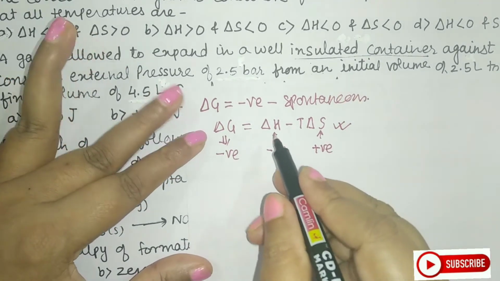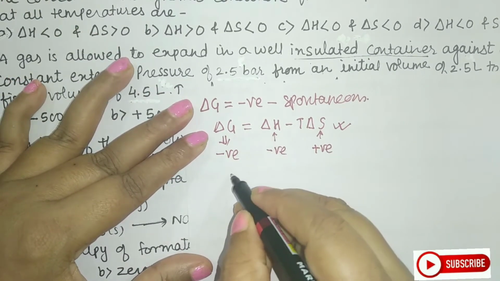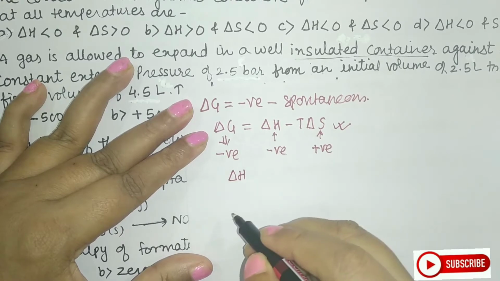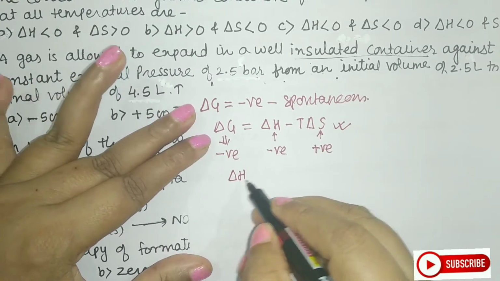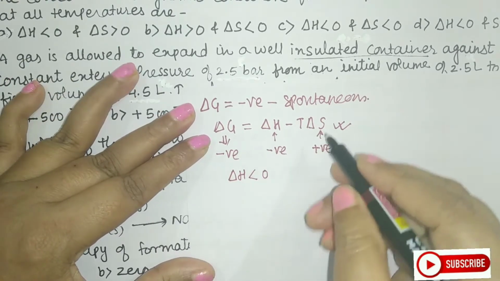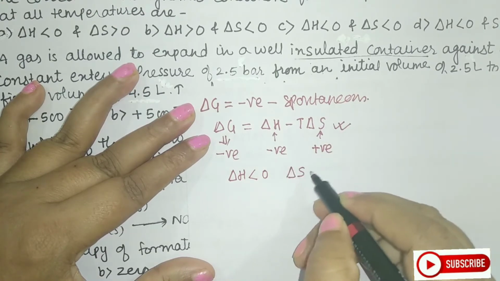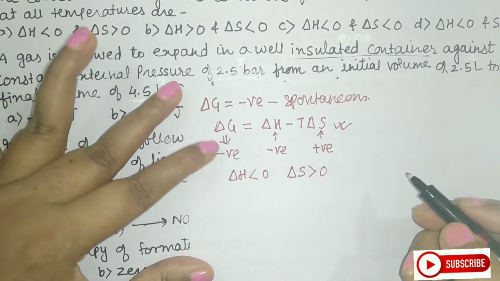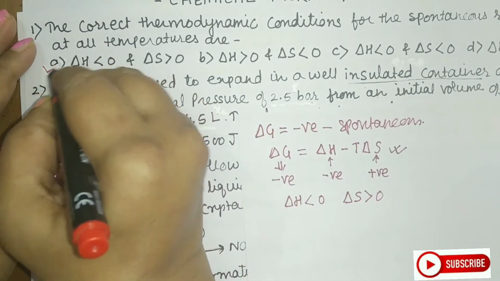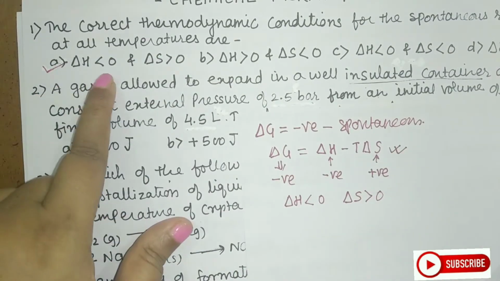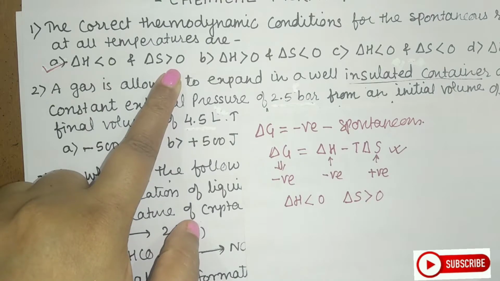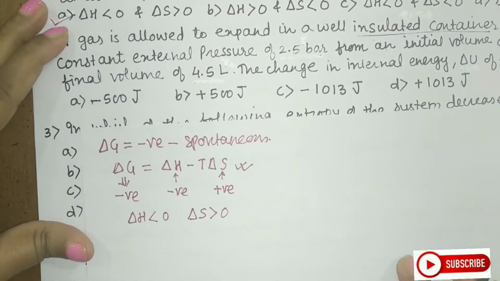If I say delta H is negative, what does it mean, student? Delta H is negative means it is below 0, that is, delta H is less than 0. And delta S is positive means it must be greater than 0. So our answer is the first option: delta H is less than 0 and delta S is more than 0. Come to the next one.